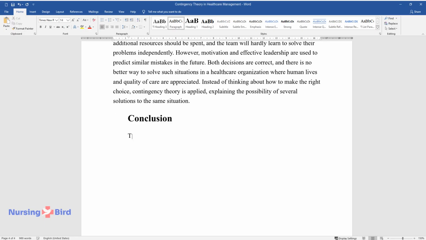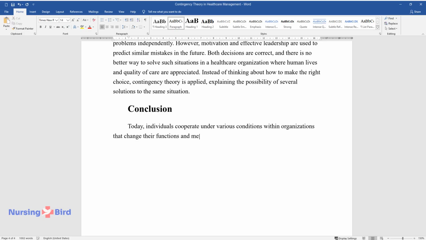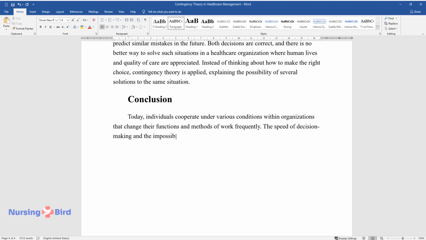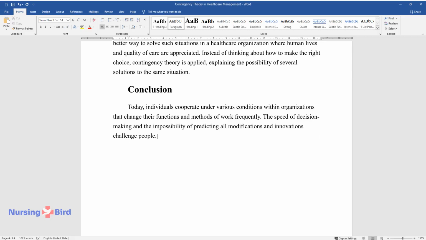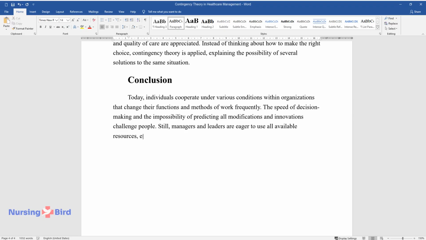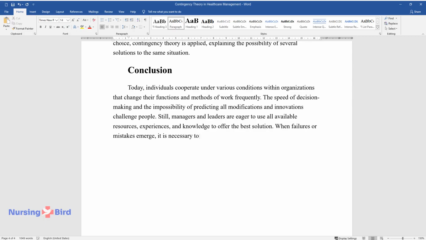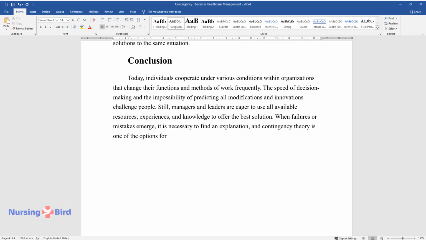Conclusion. Today, individuals cooperate under various conditions within organizations that change their functions and methods of work frequently. The speed of decision-making and the impossibility of predicting all modifications and innovations challenge people. Still, managers and leaders are eager to use all available resources, experiences, and knowledge to offer the best solution. When failures or mistakes emerge, it is necessary to find an explanation, and contingency theory is one of the options for this situation.